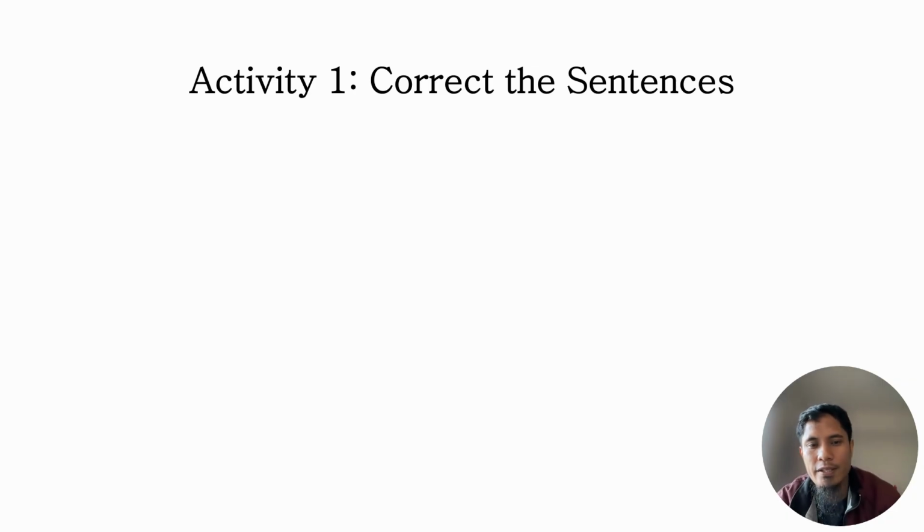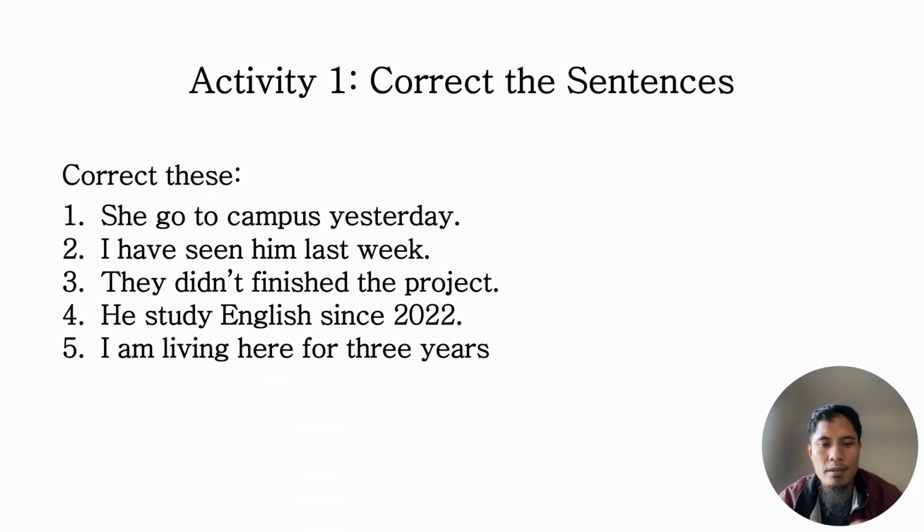Activity 1, correct the sentences. Now please, you may pause this video and take your time for a moment, 2 to 3 minutes, and try to correct each sentence carefully one by one. Don't rush. Focus on the time expression and the verb form. So when you finish, continue the video and you will check the answers together on the next slide.